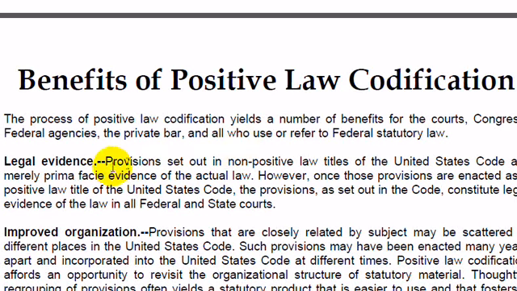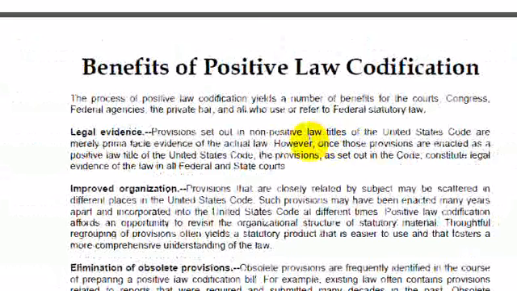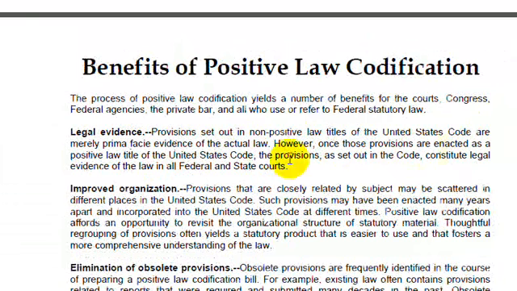Okay? Alright, so here's what I really want to read out of this section, legal evidence, from the benefits of positive law codification. Provisions set out in non-positive law titles of the United States Code are merely, again, same definition, prima facie evidence of the actual law. However, once those provisions are enacted as a positive law title of the United States Code, the provisions as set out in the code constitute legal evidence of the law in all federal and state courts.